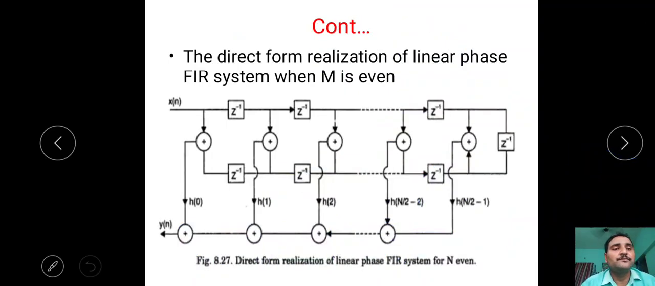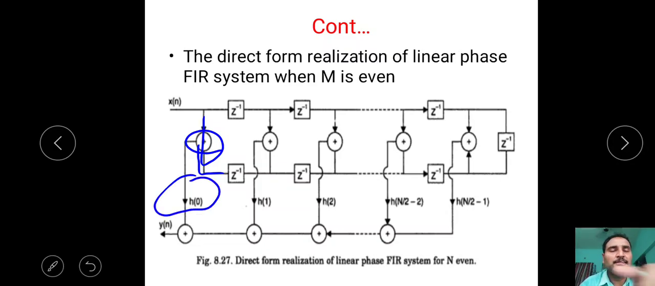If you see the diagram, here x of n is generally multiplied by h of 0, but here we have taken an adder. Why? Because x of n and x of n minus k, the final output, both have a single multiplier, that is h of 0. That means x of n plus x of n minus k, into h of 0. Next, here one delay element, x of n minus 1. Here we get x of n minus k minus 1. X of n minus 1 plus x of n minus k minus 1 into h of 1. Both have only one multiplier.